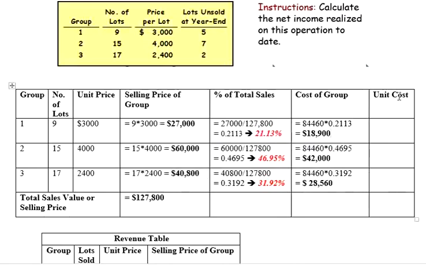Now what should I do? I will calculate the unit cost from it. Unit cost will simply be calculated by dividing the cost, that's $18,900, the total cost, by the total number of units that I have. So how many units do I have? I have 9 units for group 1. If I divide it, my rounded value would be $2,100. This will be my per unit cost.